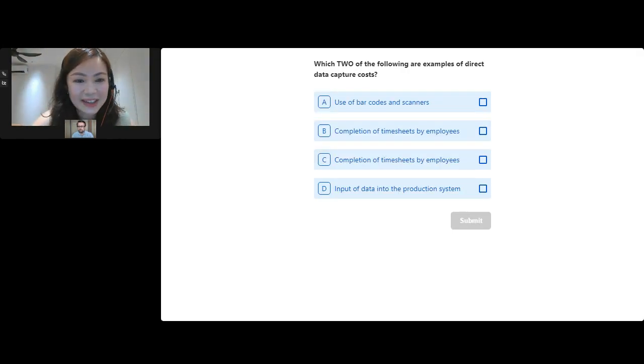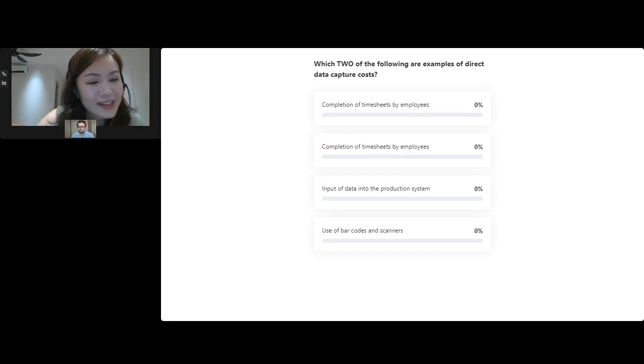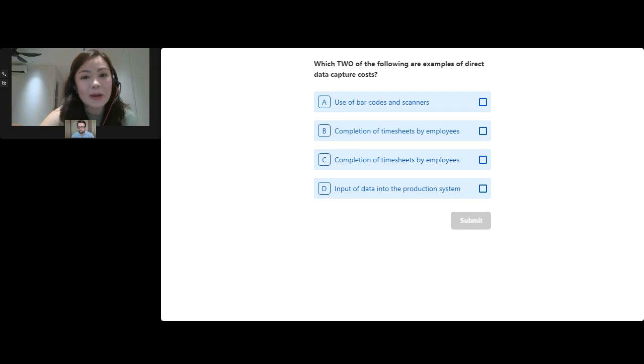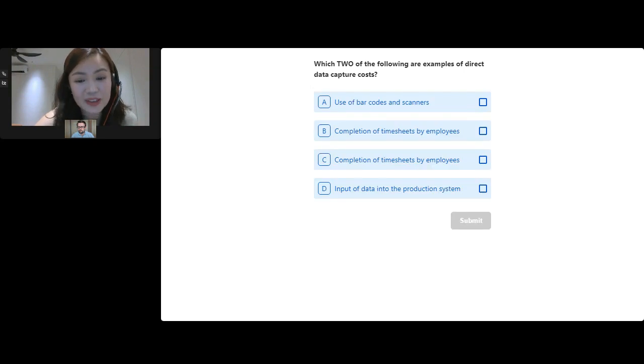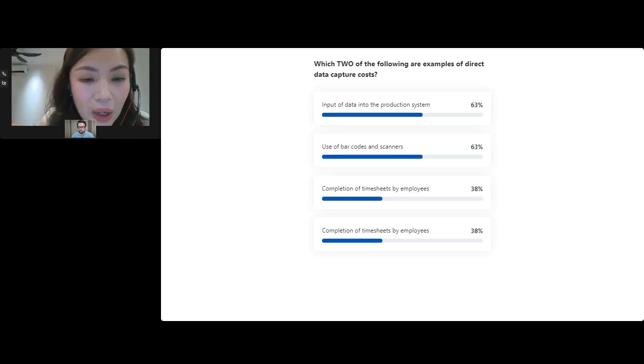Okay, so we have first, second, third, and fourth. Let's see. Right, let's have a look. I guess everyone will be able to answer this question, because the previous two questions were answered correctly by nearly everyone. Okay, great. I can see for the first option, more than 62.5% of the candidates went for it. Yes, that's right. The use of barcodes and scanners is definitely for us to capture the data.